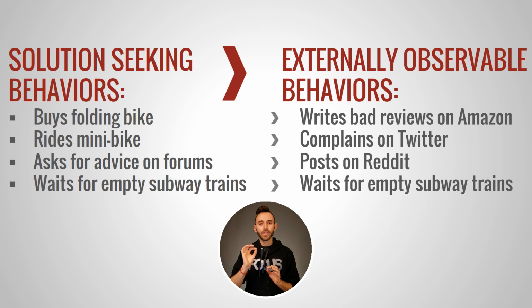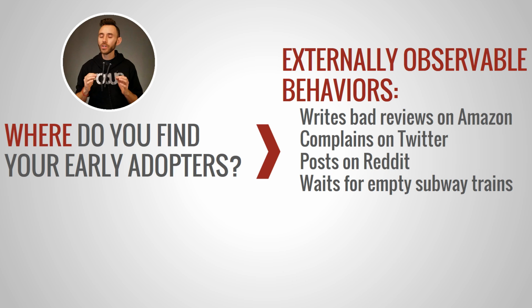So you can start to see how this list of externally observable behaviors helps us answer the question, where do you find your early adopters? Because the answer is written within each of these behaviors. We find them on Amazon, on Twitter, on Reddit, in the subway. We find them in the places that they're trying to solve this problem. So once you write down the externally observable behaviors, the behaviors that you as an outsider can see that someone is taking to solve their problem, now you know where to find your early adopters.